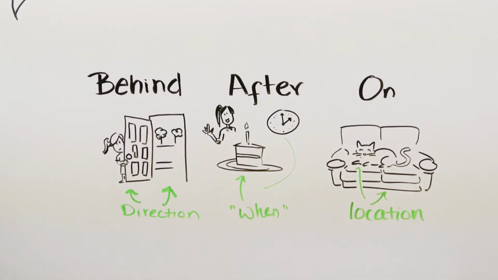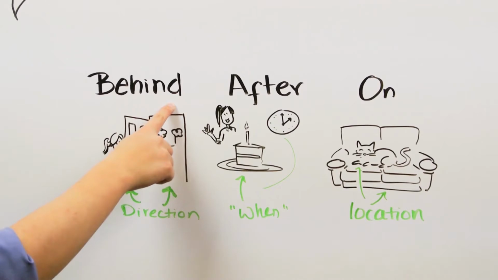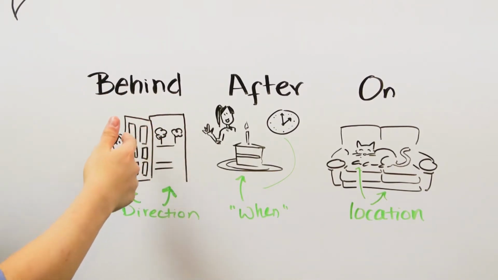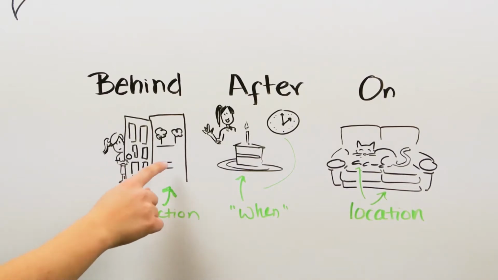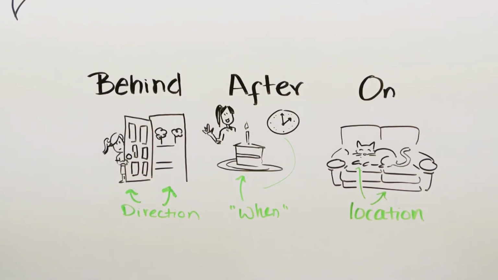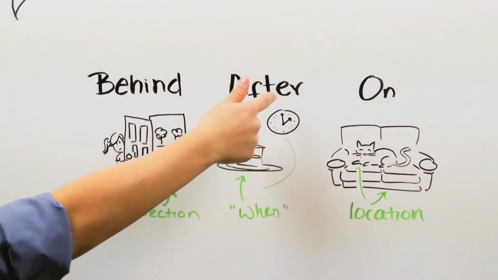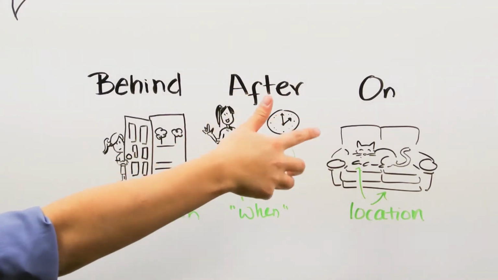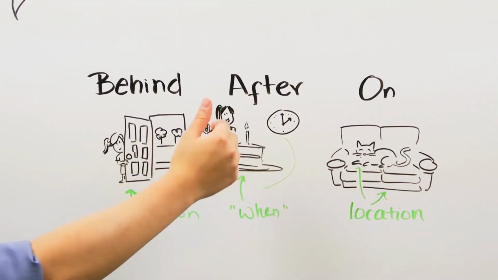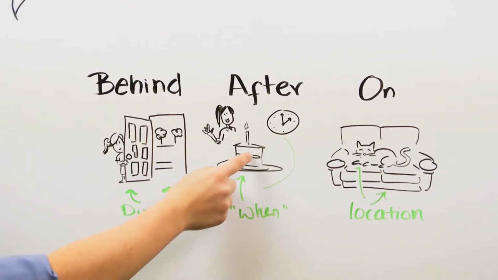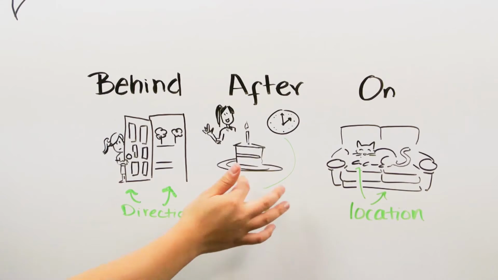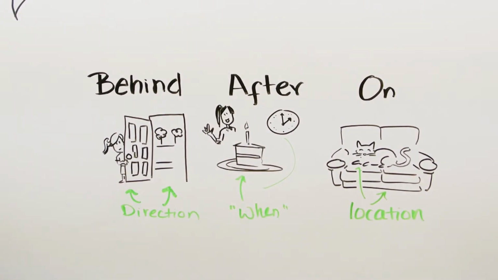If I said she hid behind the door, the word behind is a preposition because it describes the relationship between she and the door and is a direction. If I said I arrived after the cake had been served, the word after is a preposition because it describes the relationship between my arrival and the serving of the cake. It also describes when I am arriving.